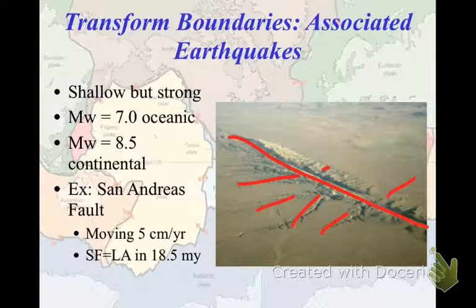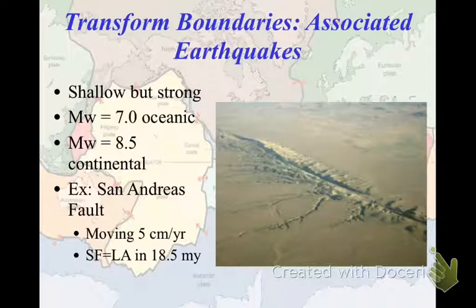Transform boundaries: the earthquakes tend to be very shallow, right at the surface, but they tend to be very strong. The moment magnitude is 7 in the ocean, but on land it can actually be very strong, 8.5. That's what we're talking about when we talk about the big one in California, the big earthquake on the San Andreas Fault.